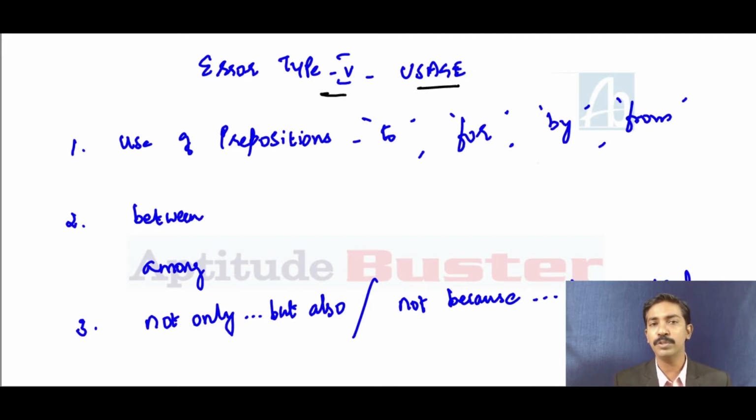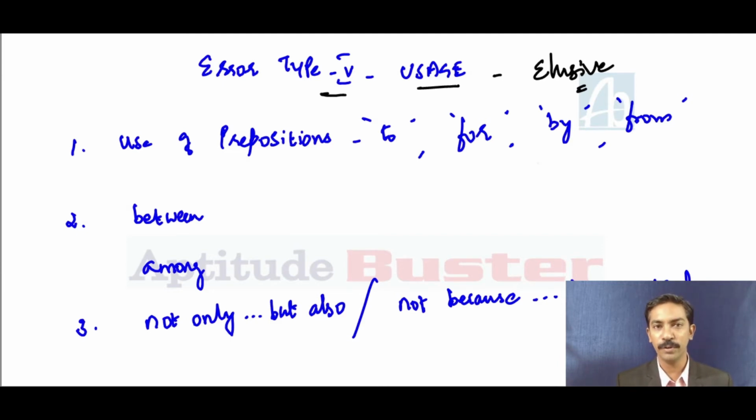Whereas when it comes to usage-based errors, it's very much elusive or slippery, because this has to do with your exposure to the English language. If you are into reading, if you are a habitual reader, you wouldn't find it difficult, because usage-based errors are, in other words, conventions of standard English.